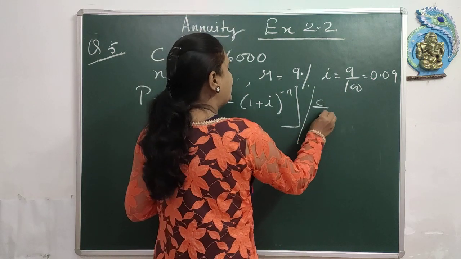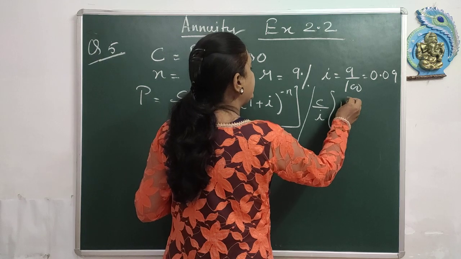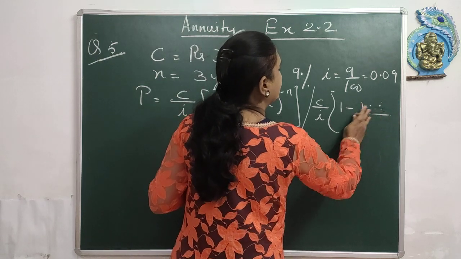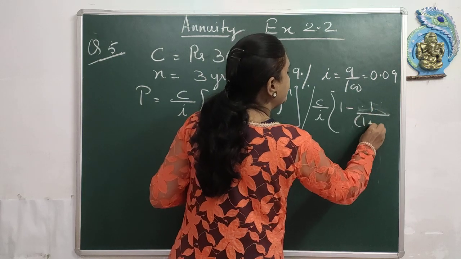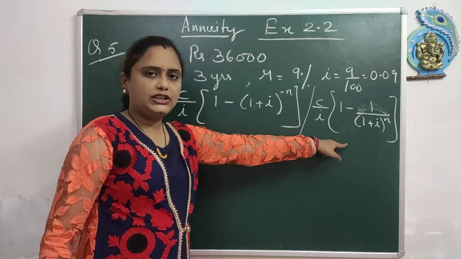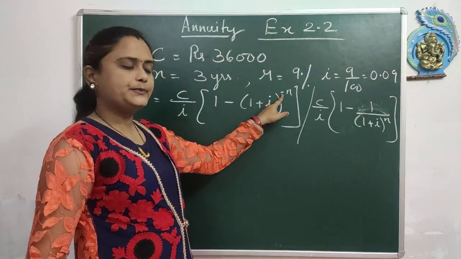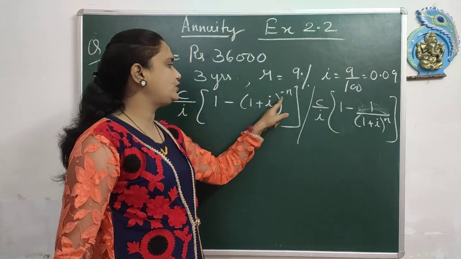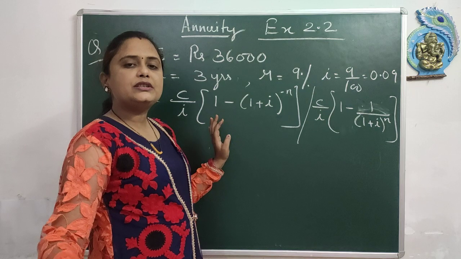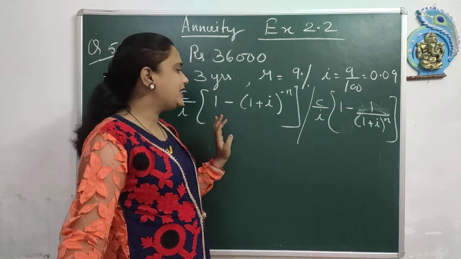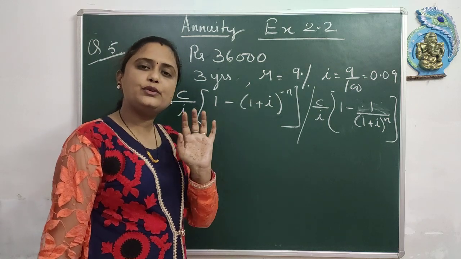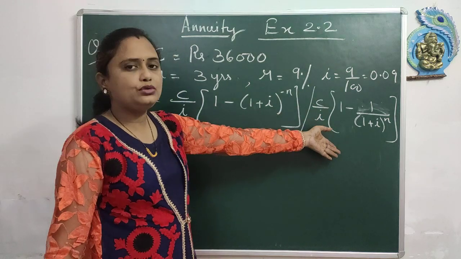It can be C upon I, 1 minus 1 plus I, 1 upon 1 plus I to the power N. You can write it like this also. If you want to remove this negative sign, you can take the reciprocal, and then the negative sign is removed. It is the same thing. But generally in the question, the value will be given for the negative power, that is 1 plus I to the power minus N, so there is no need to do it like this.